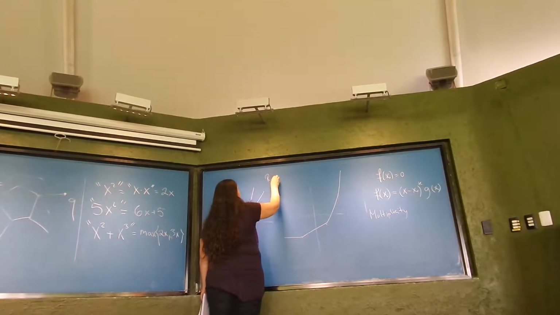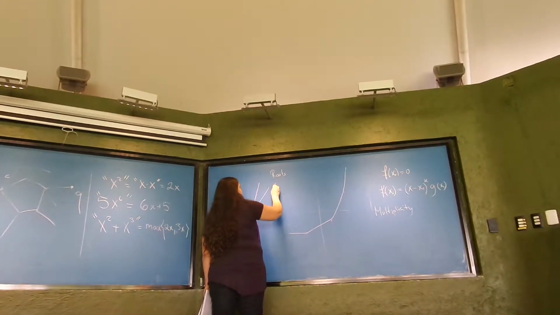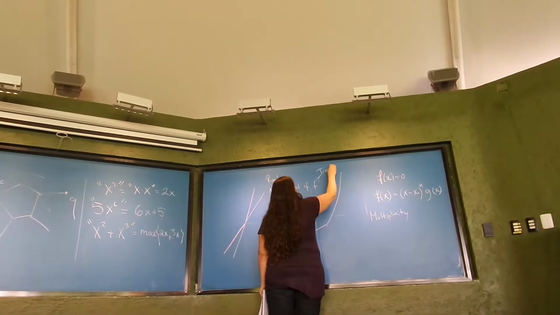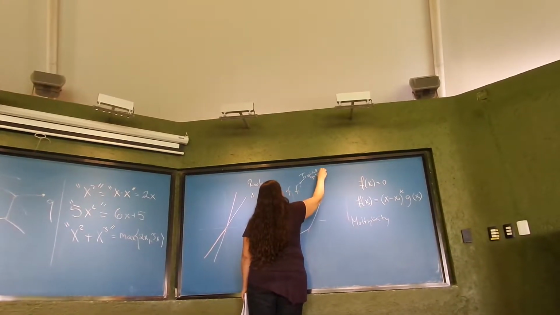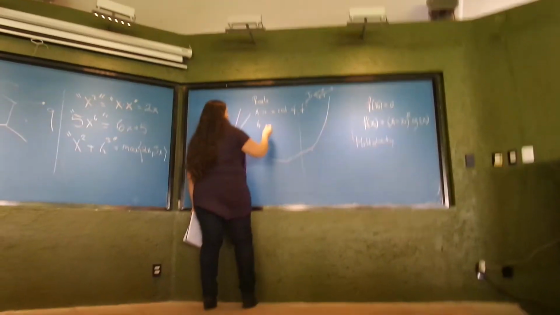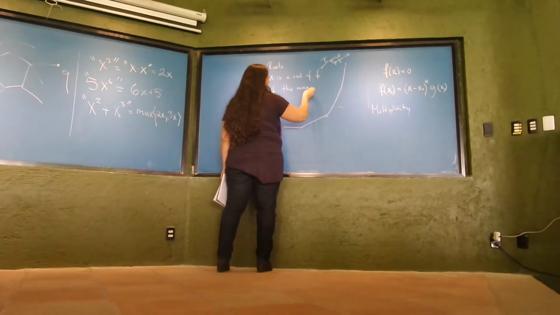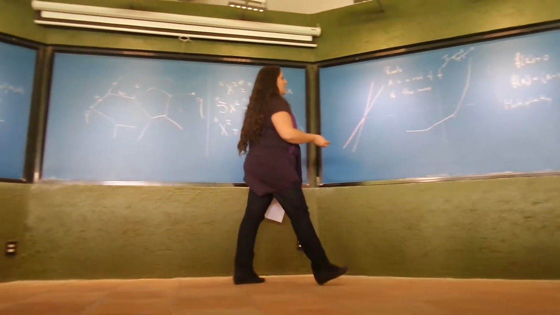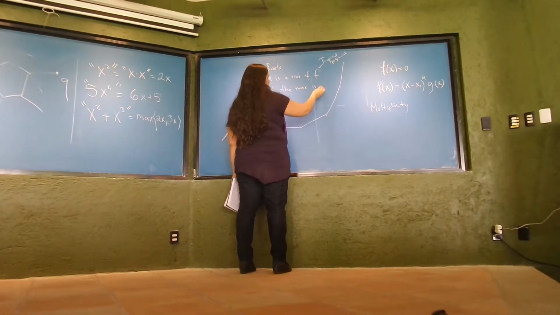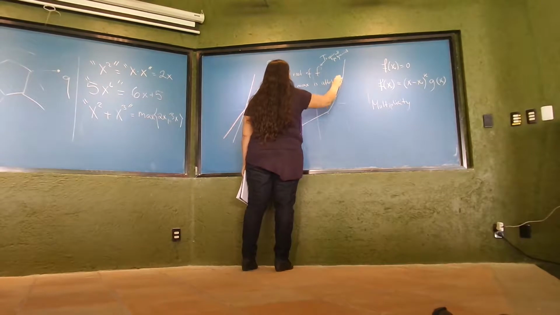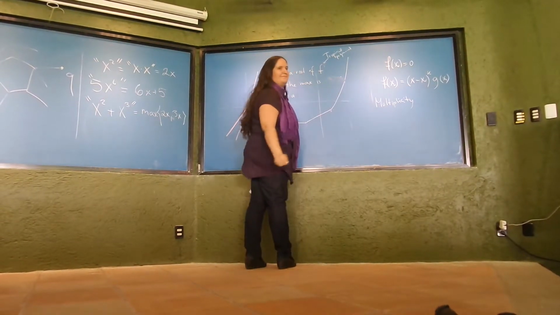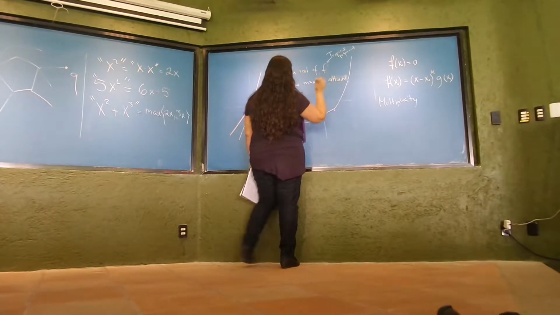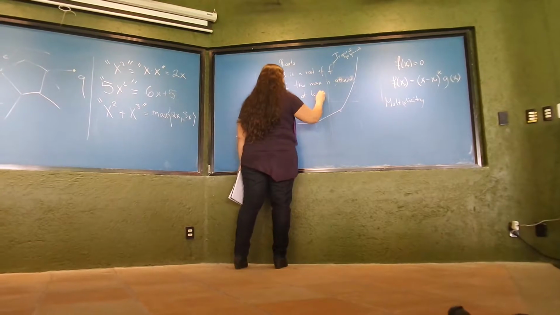Okay, I have a root. The definition: x0 is a root of f, a tropical polynomial, if the maximum here is achieved by at least two monomials. At least two monomials.